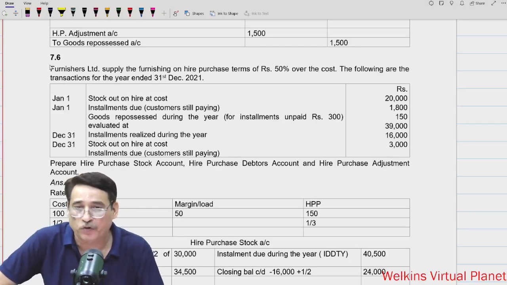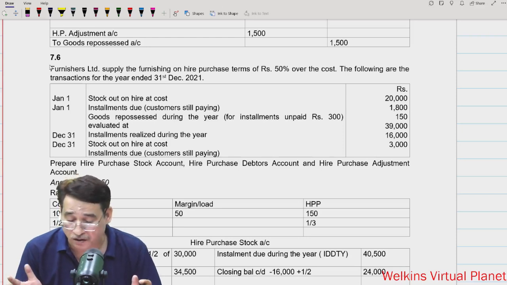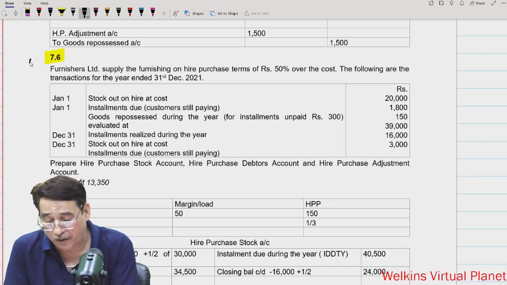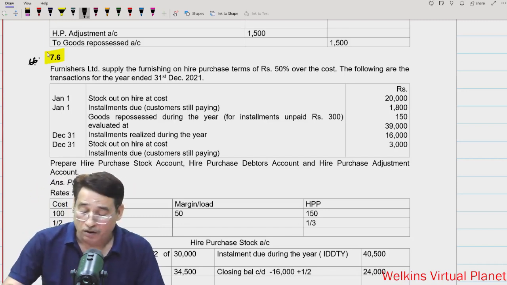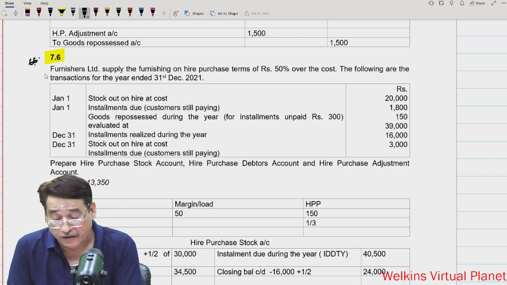In the last session, we started off with stock and debtors system. This particular topic, as I told you even in the last session, is meant only for the new level student. We did up to 7.5, and now we are picking up 7.6, rather you make it 6.6. Actually, numbering is a little bit wrong. 6.6 is the question. Correct? Anyway, whatever it is, let's have a look over here.